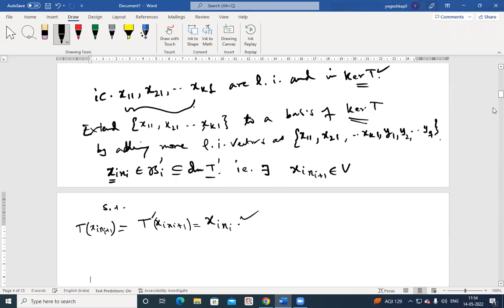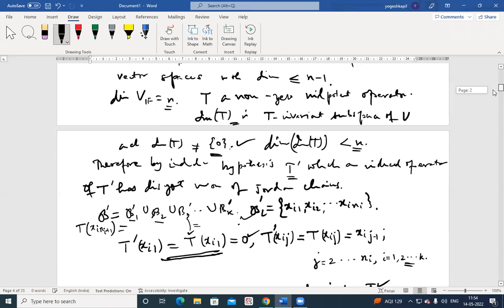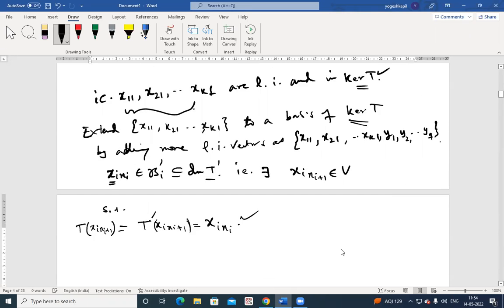But sir, T is not guaranteed, you know? Because the vector xi ni plus 1 is coming from V, not from the subscript. This is not a part of bi dash. So can we not write it like T xi ni plus 1? This is because this element is in each bi dash, which is a part of image T dash. Therefore, there exists one element in V such that this gives me xi ni. Right?